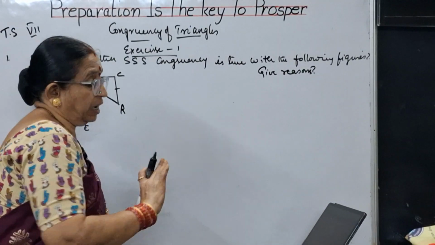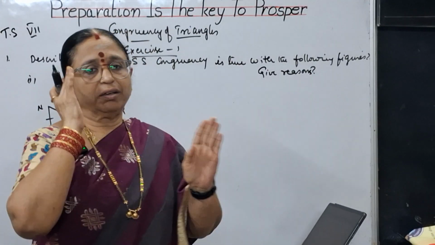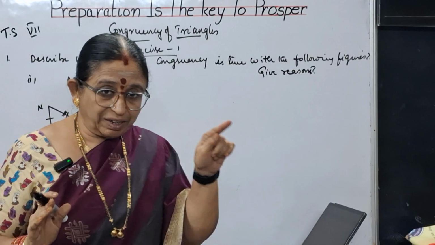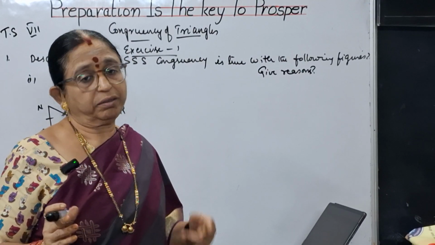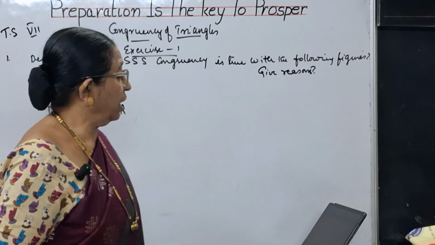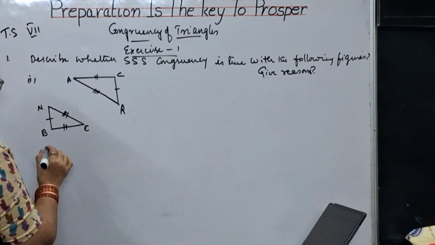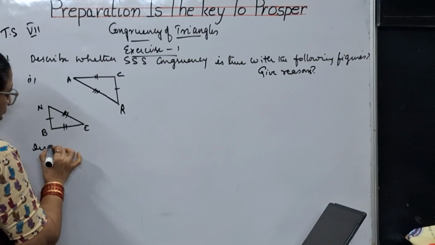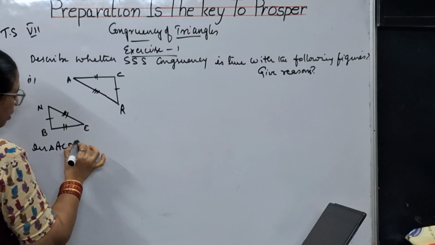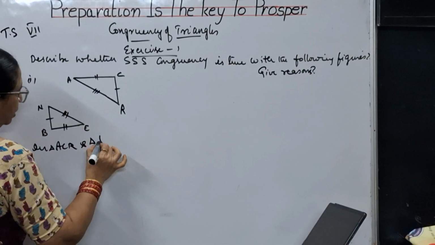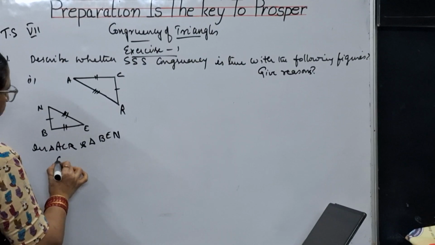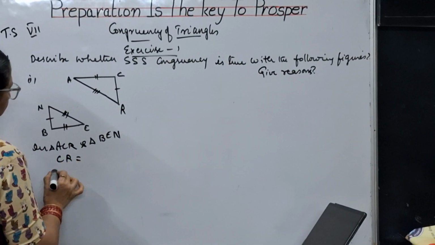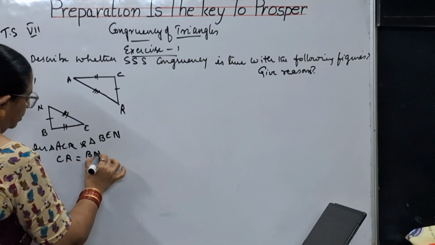If in two given triangles, one side is having only a single line cut, in the sense those two are equal. Double, they are equal. Triple lines, they are equal. So, well, let us take the triangles. In triangle ACR and triangle BEN, in these two, CR is equal to BN.